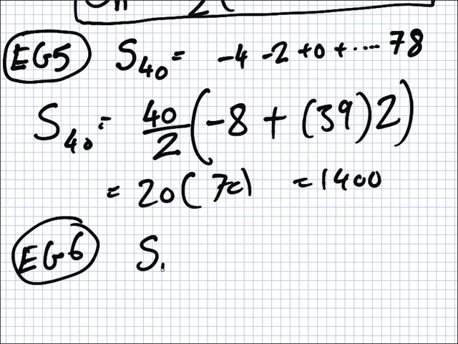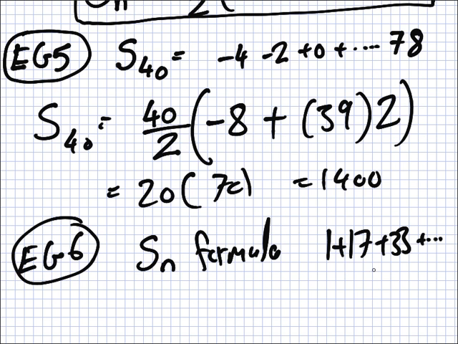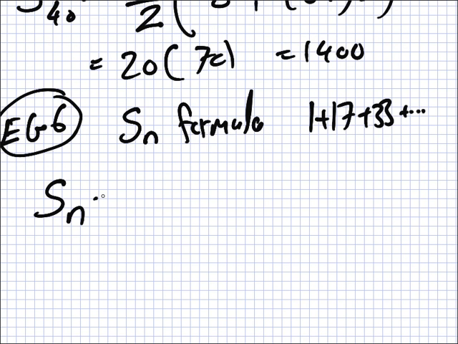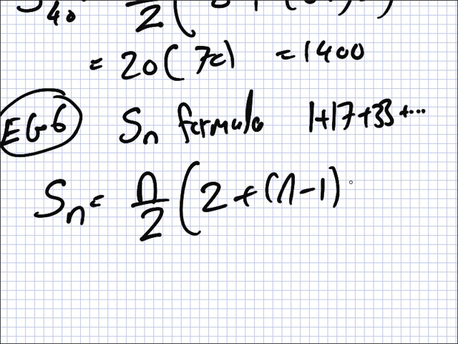Example 6. I want the Sn formula for 1 plus 17 plus 33, etc. And I don't tell you where to stop, so just stop at n. So using the formula, Sn would be n over 2, 2a, what's that? 2. Plus n minus 1 times d, 16.